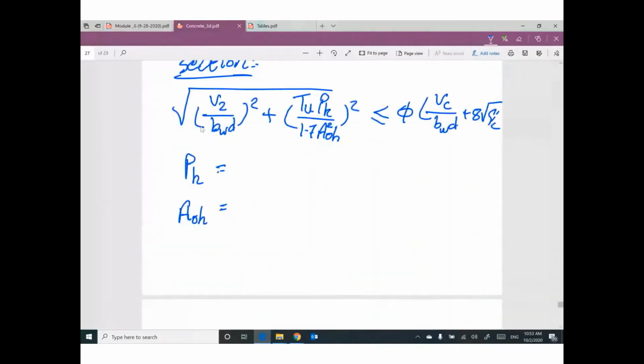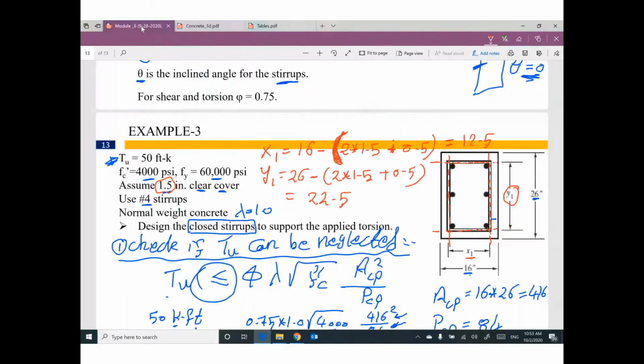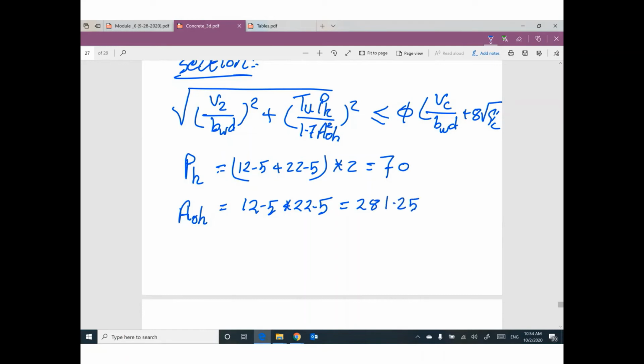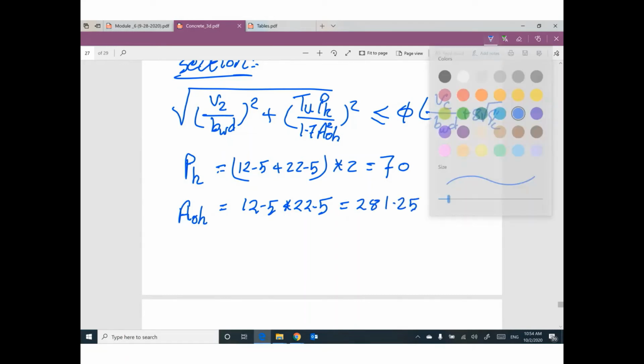So pH will be 12.5 plus 22.5 times 2. Area OH will be 12.5 times 22.5, and this value will be 281.25. So this term is good.